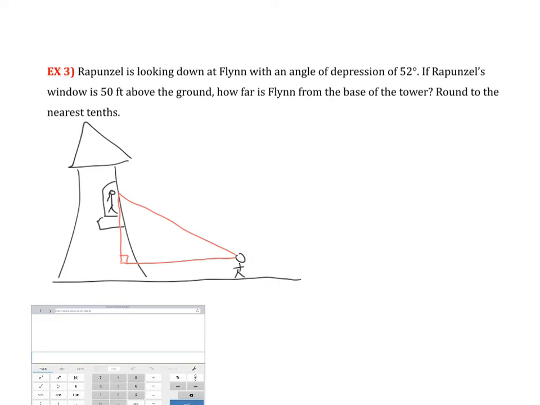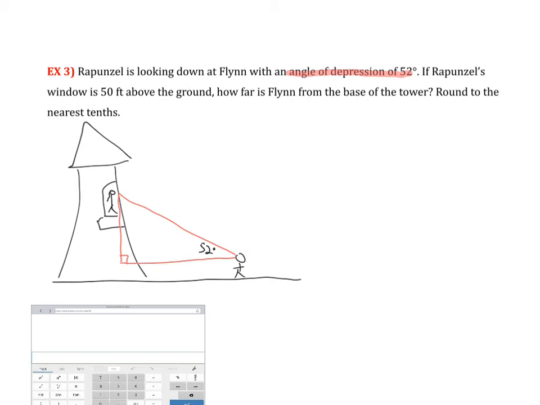Now from the problem, we can pick out some important pieces to help us label the triangle. It says that Rapunzel is looking down at Flynn with an angle of depression of 52 degrees. Now, keep in mind what I said earlier. The angle of elevation and the angle of depression are made with the hypotenuse and the horizontal. So here is that horizontal side. Keep in mind that the one that's over here where Rapunzel is and the tower is, this is a vertical side. So I have a horizontal, I have a hypotenuse. So this angle here is the angle that we are going to label with 52 degrees.